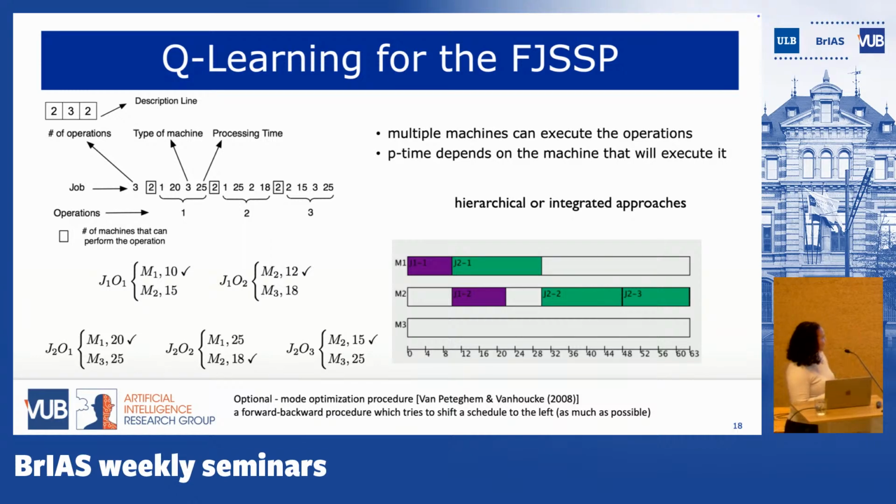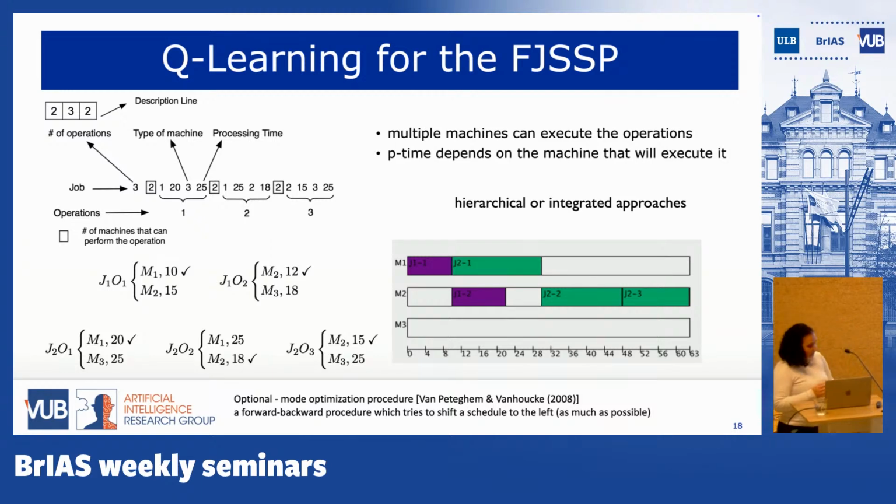So here, let's say that we want to go for this kind of approach. So we will do the routing first and then the scheduling. And then we just decided that we will assign for each operation the fastest machine. Okay, what will happen then? So for each of them, I choose the one with the shortest processing time. And the best schedule I can get with that is one that will need 63 time units.